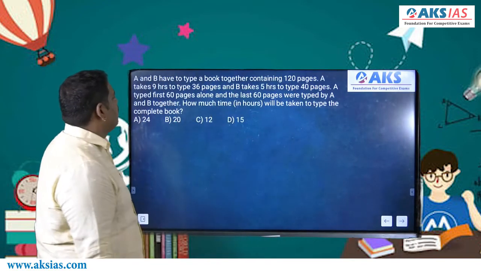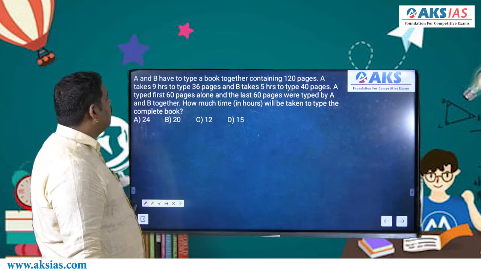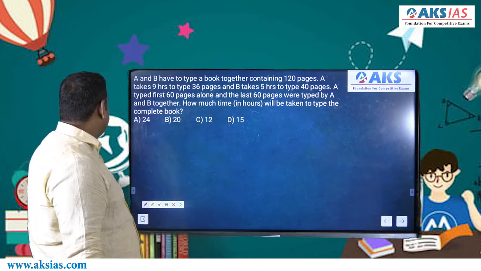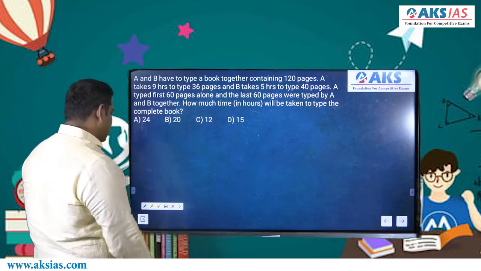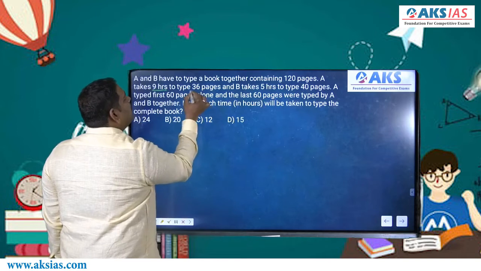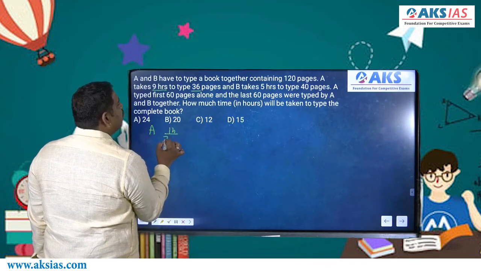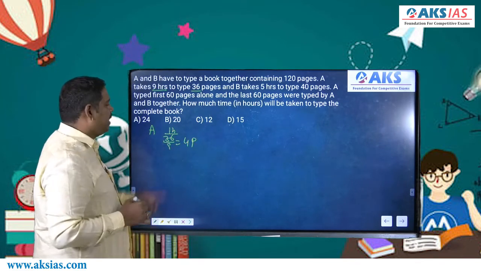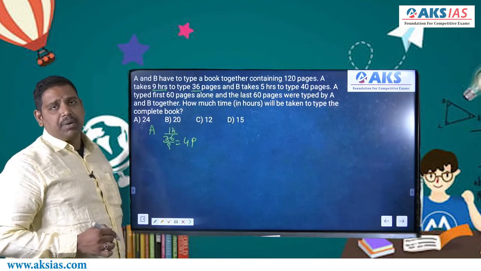A and B have to type a book together containing 120 pages. A takes 9 hours to type 36 pages. Observe here. A takes 9 hours to complete how many pages? 36 pages. That means in 1 hour, how much can he do? 36 by 9, that is equal to 4 pages. Whatever he can do in 1 hour is his efficiency. That means A's efficiency is 4 pages per hour.